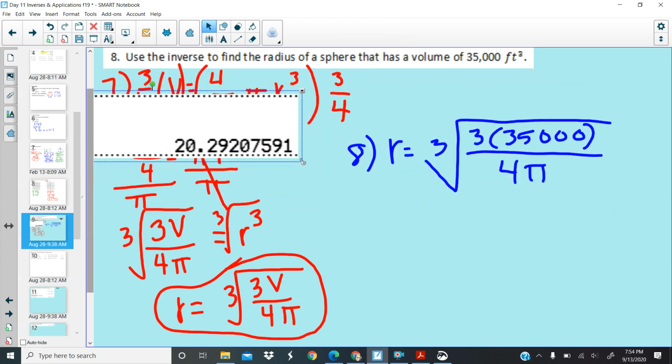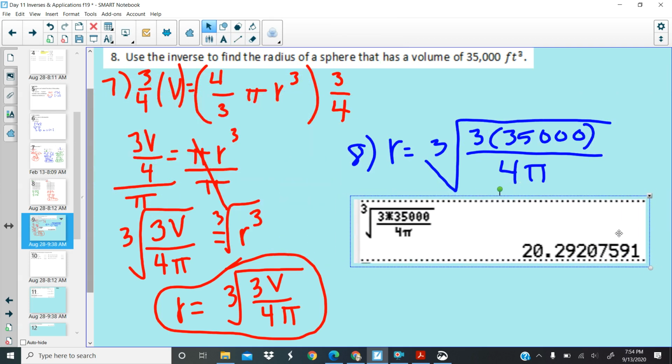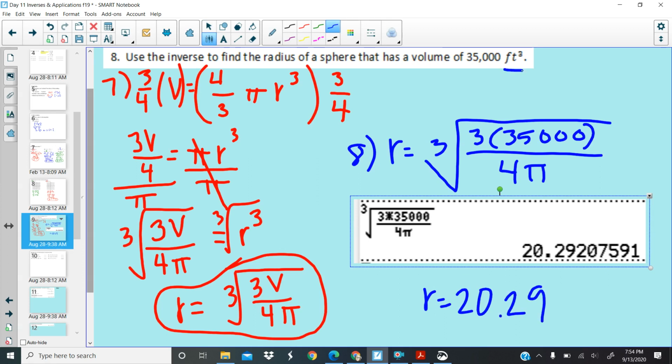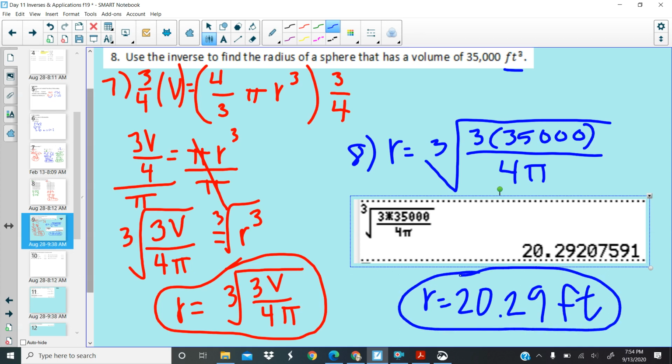So this is what it would look like if you typed it into a calculator. And so that gives you r equals 20.29, and then it tells us that it's in feet, so it would be 20.29 feet, approximately. So that's how you would solve something like that.